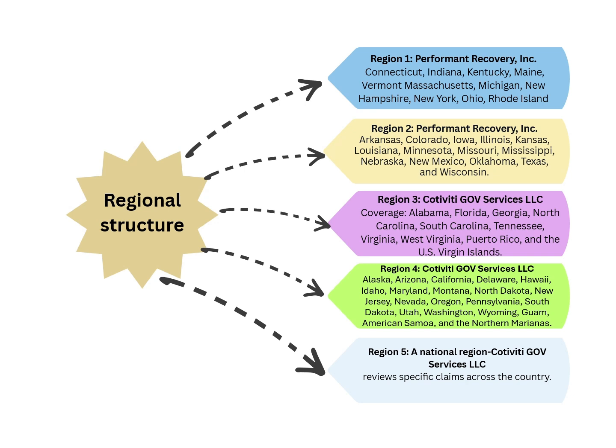Virgin Islands. Region 4, Codevitae Gov Services LLC. Coverage: Alaska, Arizona, California, Delaware, Hawaii, Idaho, Maryland, Montana, North Dakota, New Jersey, Nevada, Oregon, Pennsylvania, South Dakota, Utah, Washington, Wyoming, Guam, American Samoa, and the Northern Marianas. A national region, Region 5, is also managed by Codevitae Gov Services LLC and reviews specific claims across the country.